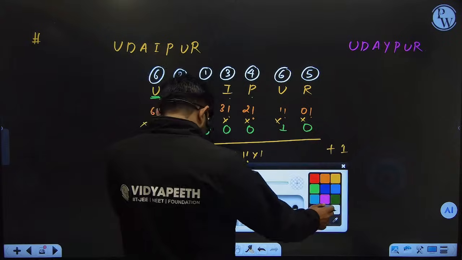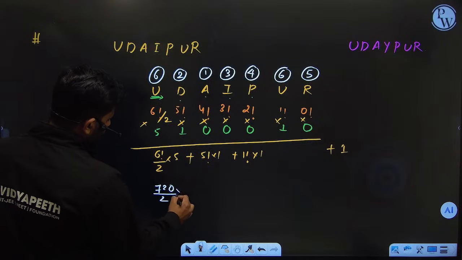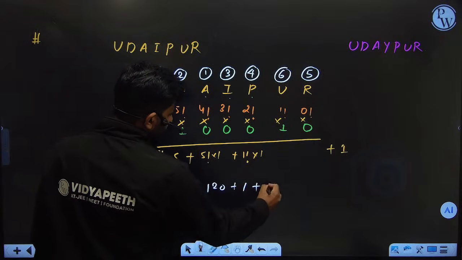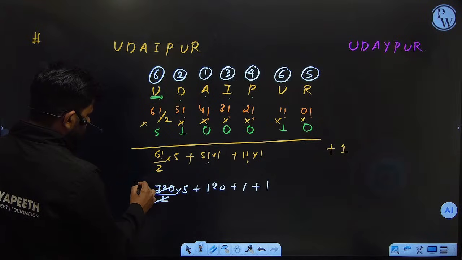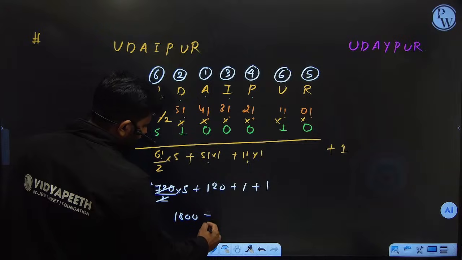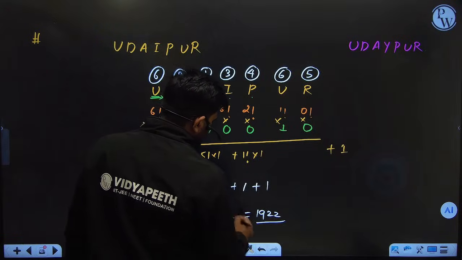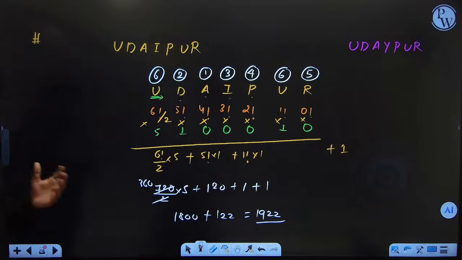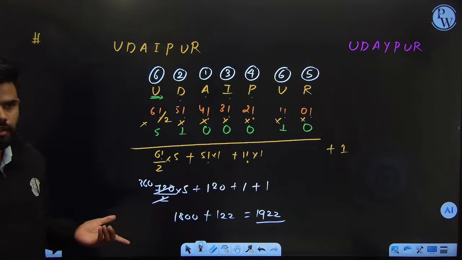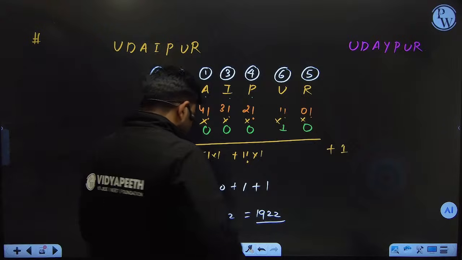Depends on you. So this will be 720 by 2 into 5 plus 120, this is 1 and this is again 1, right? So this is 360 into 5 is 1800 plus 122. So final answer is going to be 1922, right? So same kind of question we have discussed in class many times, rank of the word, right? It is a very standard question, so it is very easy, right?